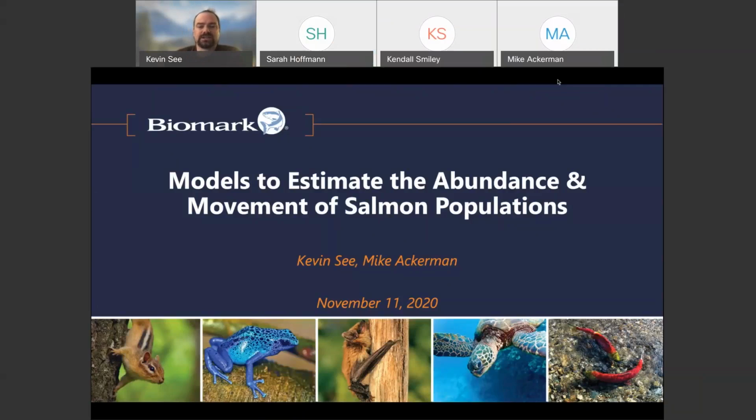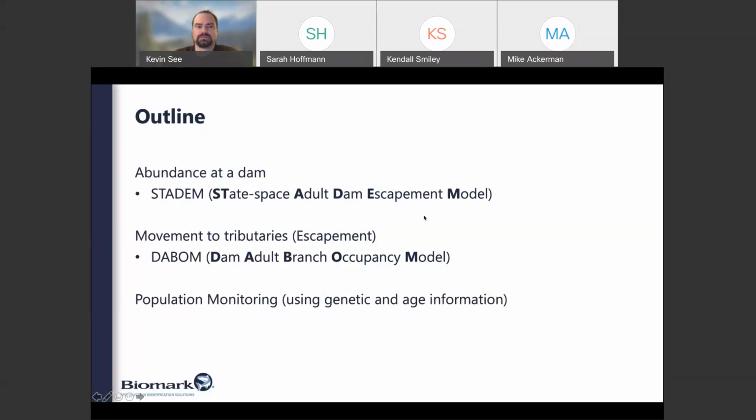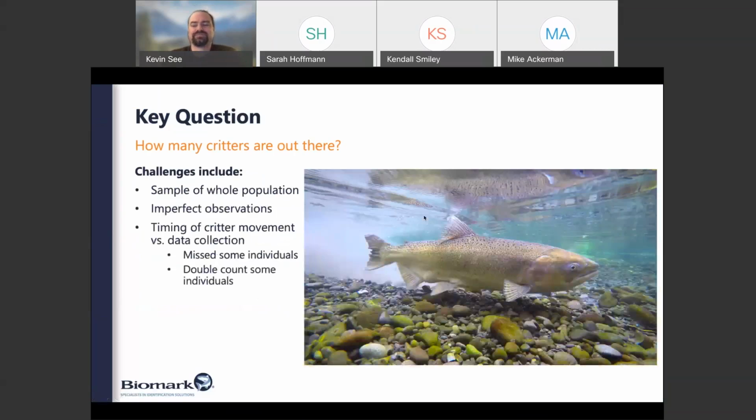So great. Let's talk a little bit about the key question we are looking at today, which is essentially how many critters are out there. Some of the challenges we're going to confront in answering that include sampling a small portion of the entire population. How do you expand that appropriately? How do you deal with imperfect observations, whether that's observation error or, in the case of PIT tags, detection efficiency, so you don't detect all of them?